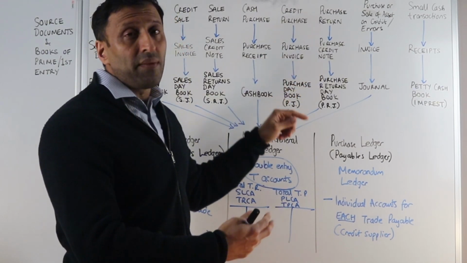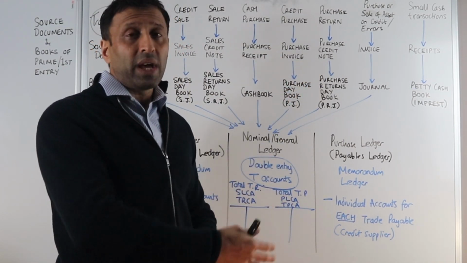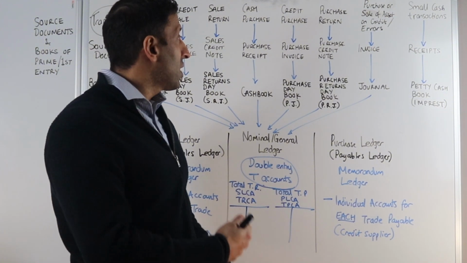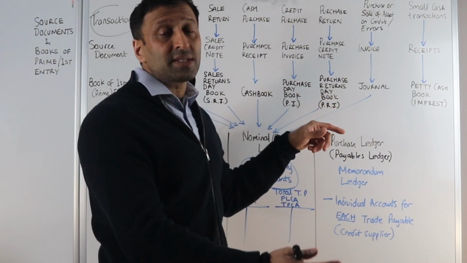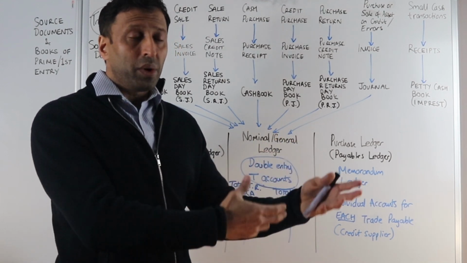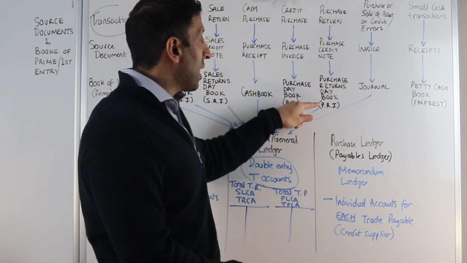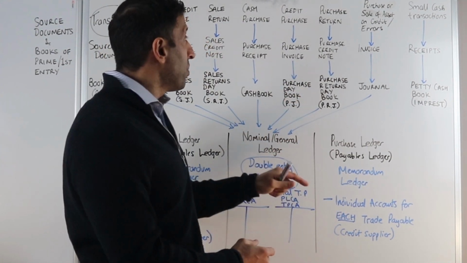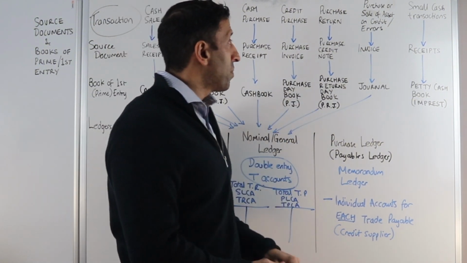So the supplier gave us a purchase invoice, a bill, a few days ago when we bought the stock, the inventory, and now when we go and return some of the inventory, we get given a purchase credit note for the value of what we're returning. Purchase credit notes get recorded in a purchase returns daybook or purchase returns journal.